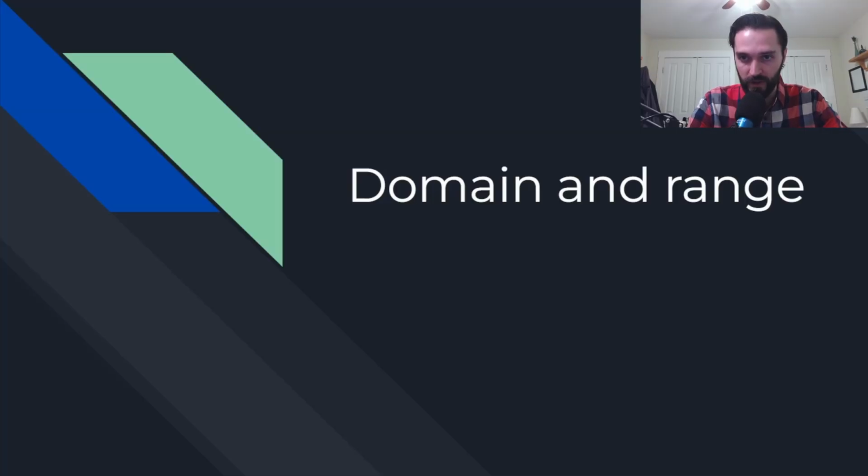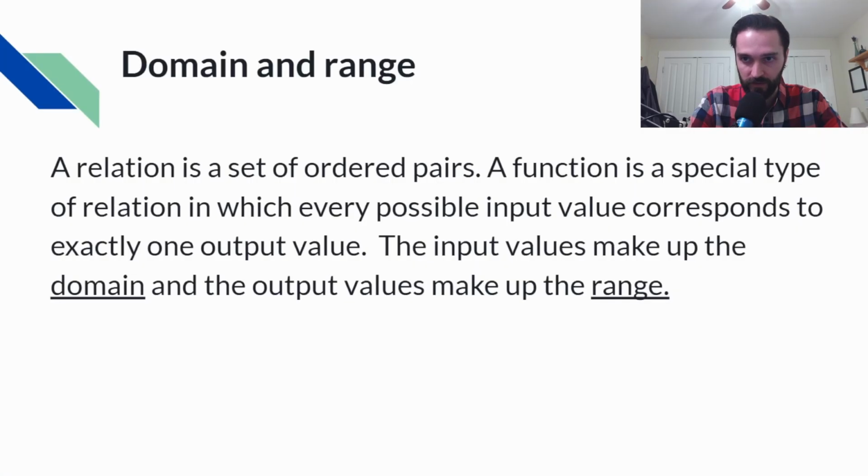Okay. Here we go. Domain and range. Let's write down the original definitions that we had for the domain and range. First of all, a relation is a set of ordered pairs. And a function is a special type of relation in which every possible input value corresponds to exactly one output value. The input values make up the domain, and the output values make up the range.